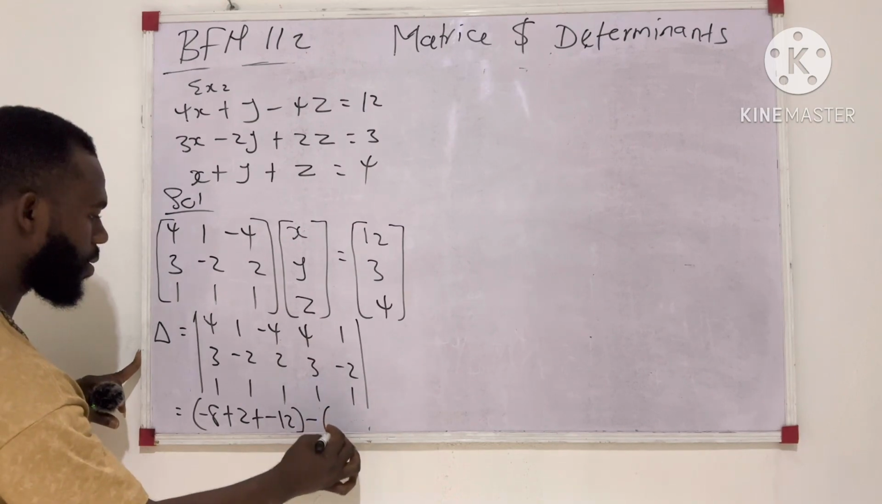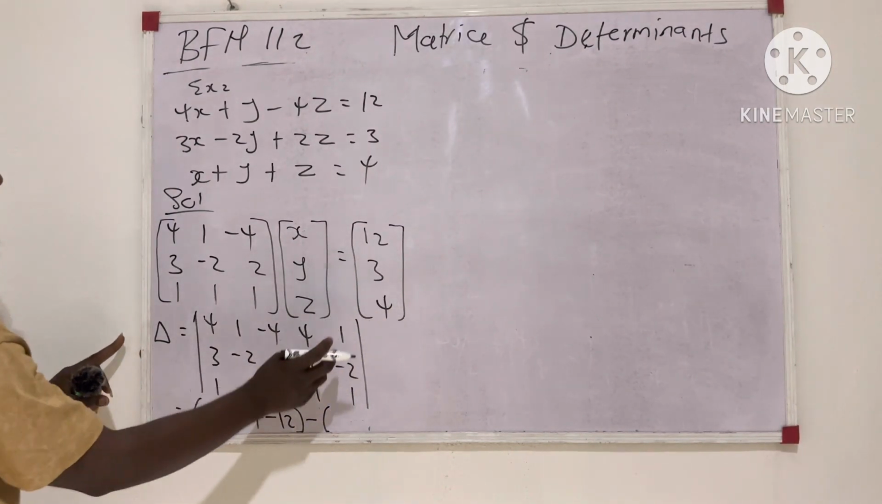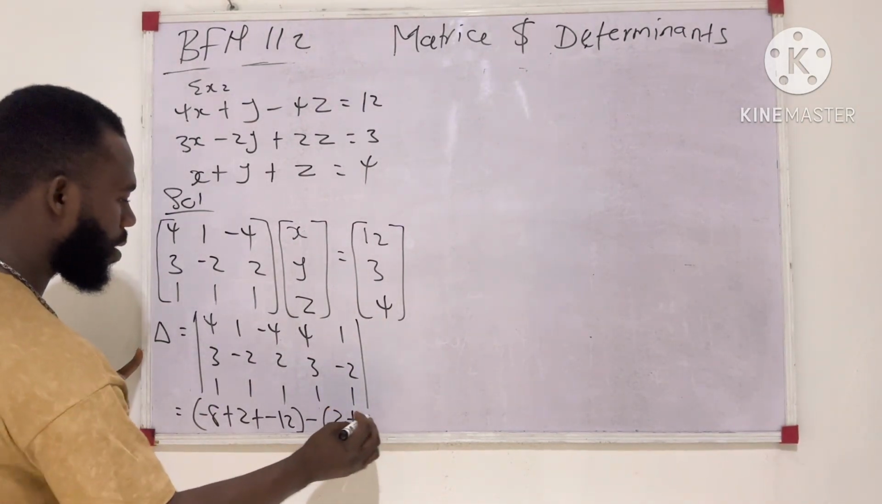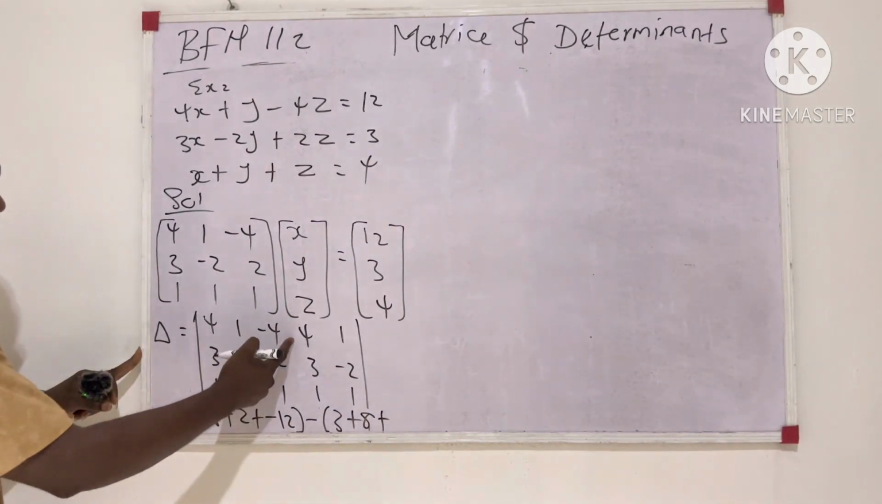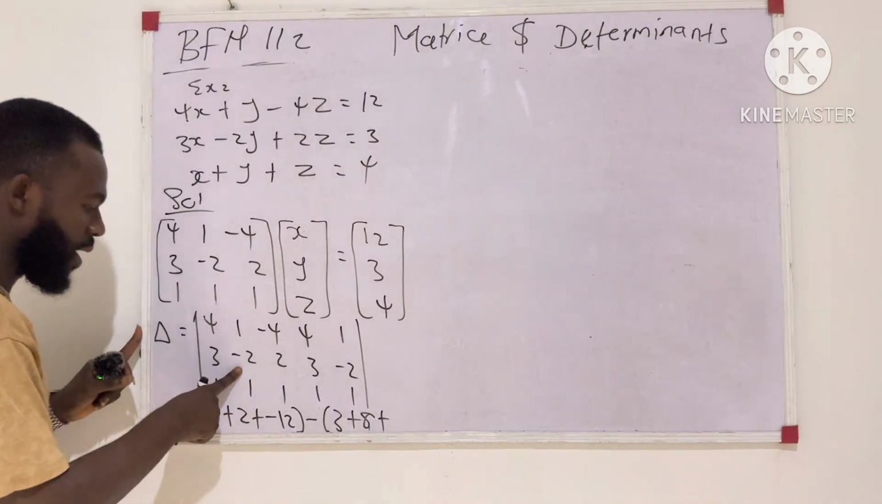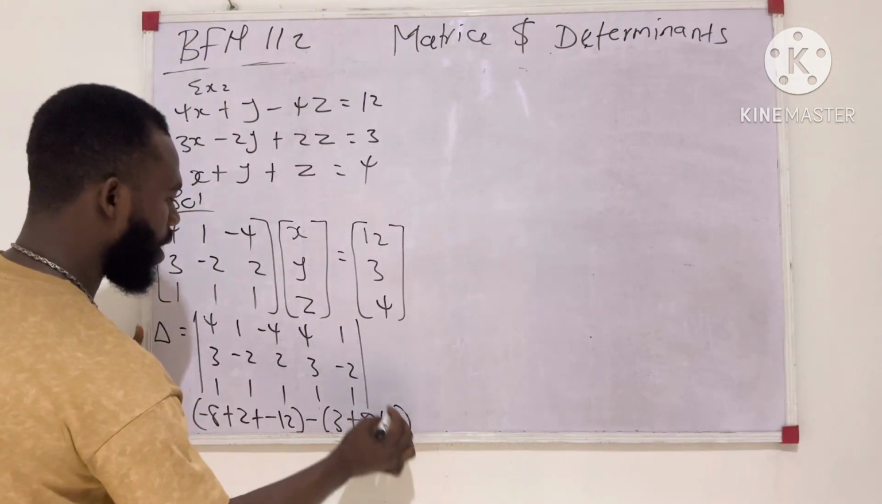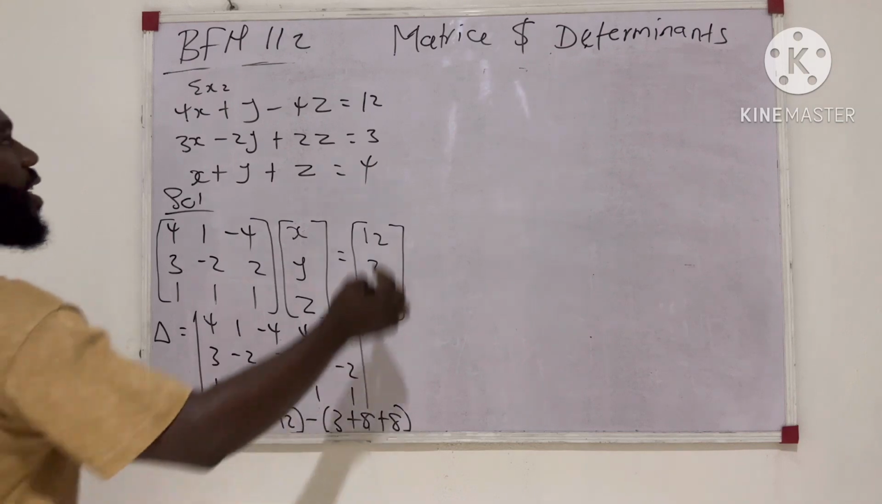Minus. Now from here we have 1 times 3 times 1, which gives us 3. Plus 4 times 2 times 1 gives us 8. Plus minus 4 times minus 2 gives us a positive 8. And 8 times 1 gives us 8. All right, cross off the board. Now let's proceed.